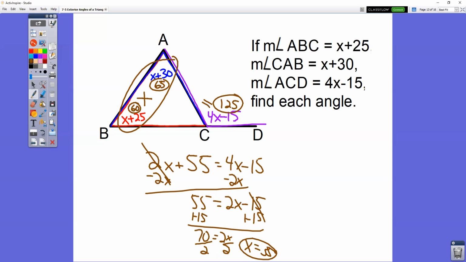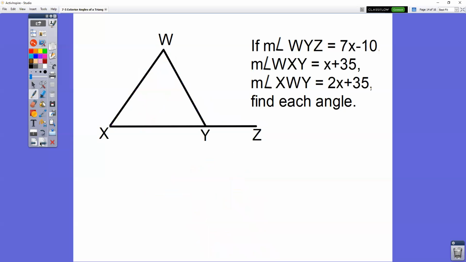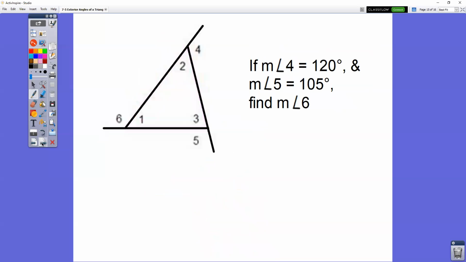So that's the third type of question that you're going to have. The last type of question that you're going to have looks like this. Now, notice that in our picture, we have numbers as the names of our angles. So we don't have 3 letters in these. We have numbers. So it says if the measure of angle 4 is 120, so angle 4 is right here, I'm going to write in 120. And the measure of angle 5 is 105, so angle 5 is right here, so 105. Find the measure of angle 6. So this is the one that we are looking for out here.